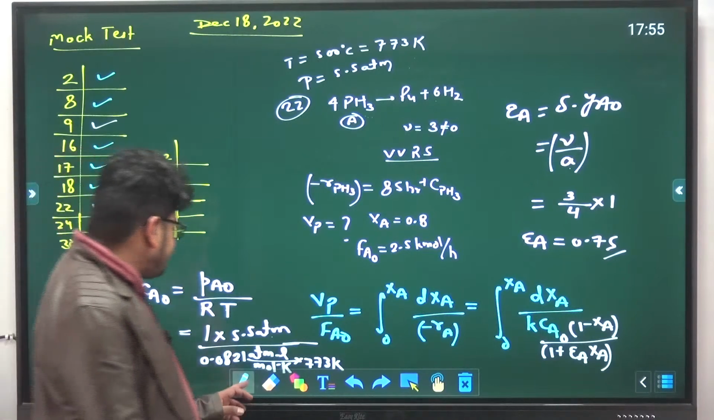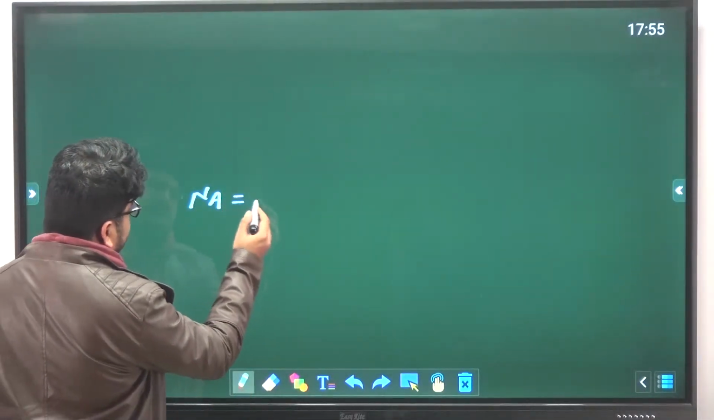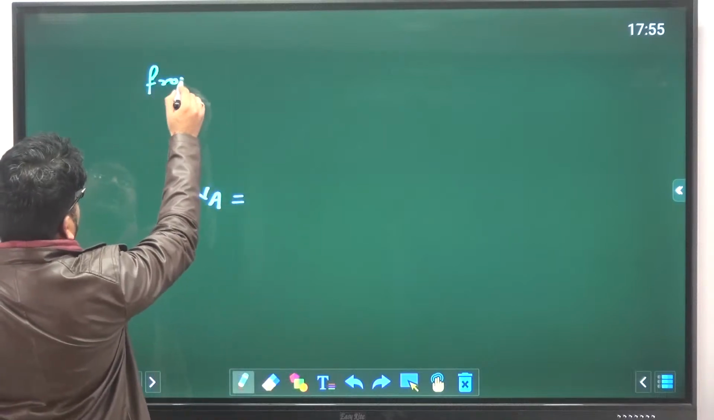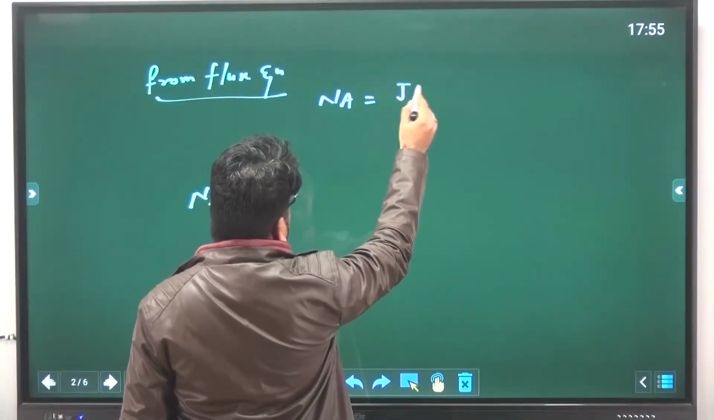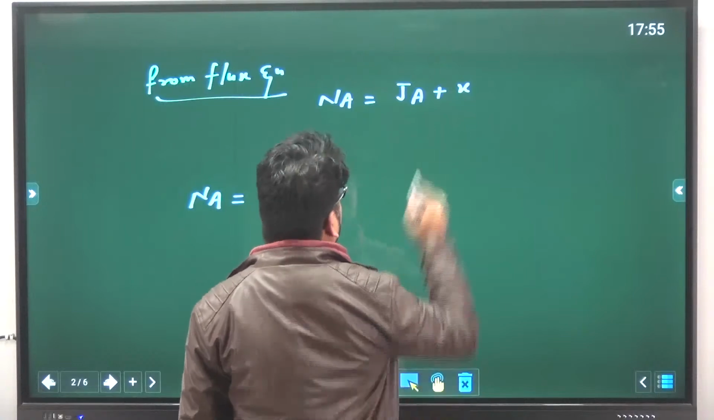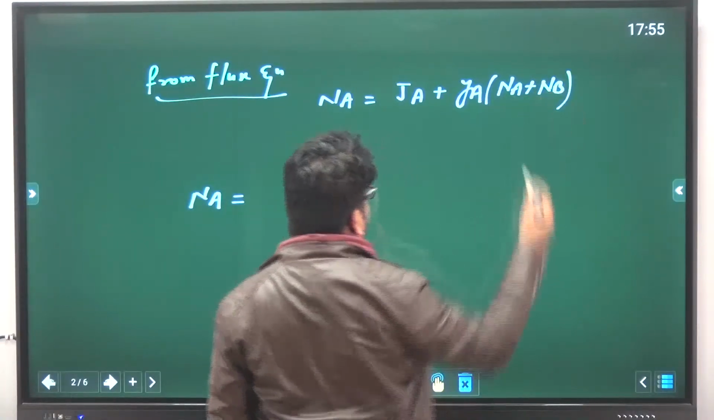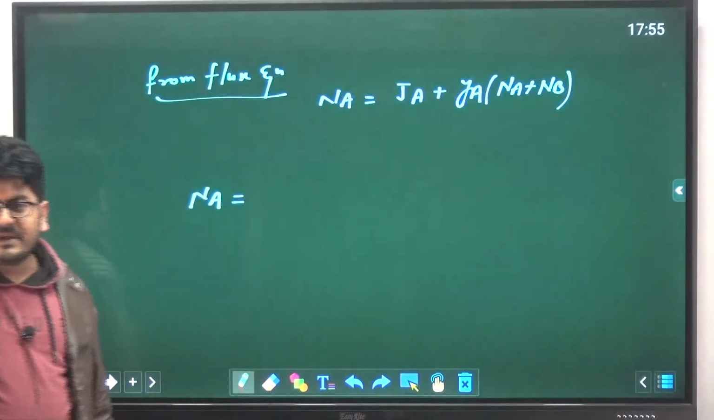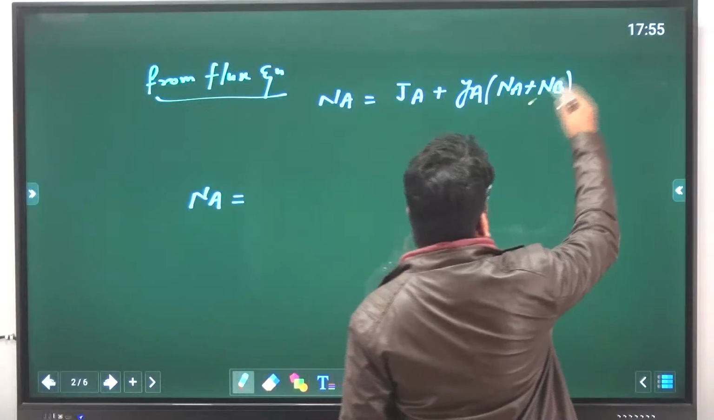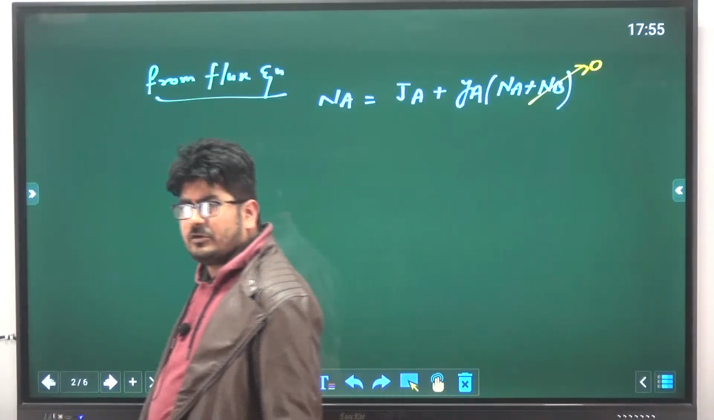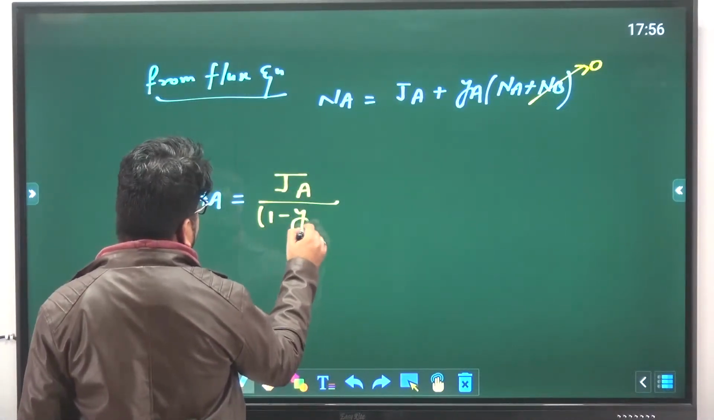So from Fick's first law of diffusion, sorry, from the flux equation first, I hope you know that N_A will be equal to K_A plus y_A times (N_A plus N_B). Here you can understand that the carbon particle is burning, so that is going into the air, but air is not going into the solid phase. So N_B will be 0. That is the case of diffusion of A through non-diffusing B. So from this you will get N_A equal to J_A over (1 minus y_A).